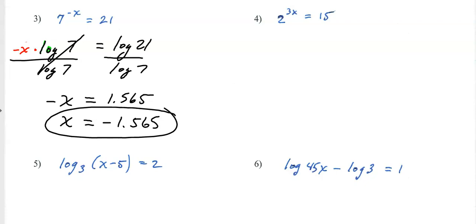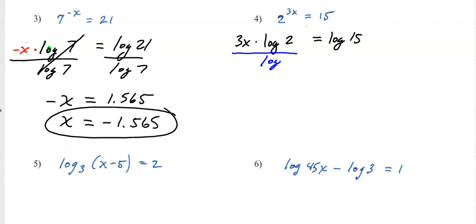All right, going over to number 4. Again, I can't use 2 and 15. I can't find a common base there. So let's log both sides. As you get faster, you could probably skip this step because I know I'm going to pull that 3x out to the front. So I could have probably just written 3x times log 2 and not even put that there. So I could have kind of taken the log of both sides and used the power property to yank it out front.